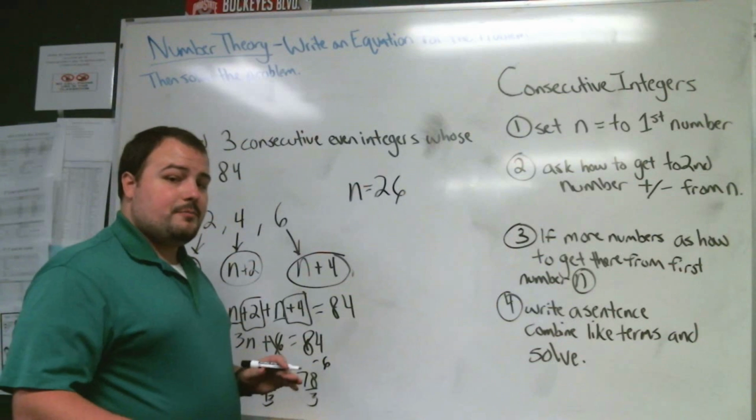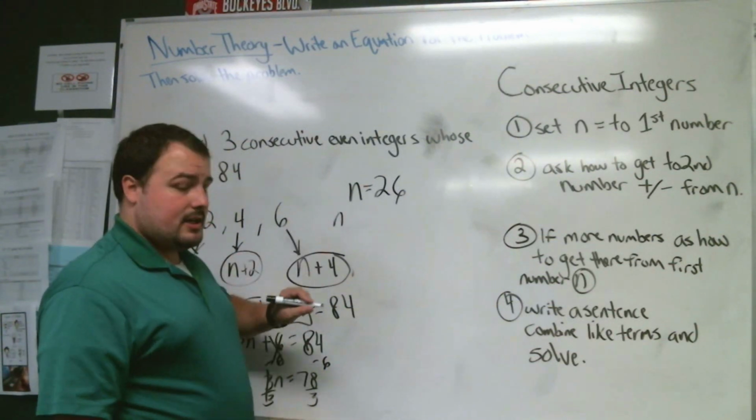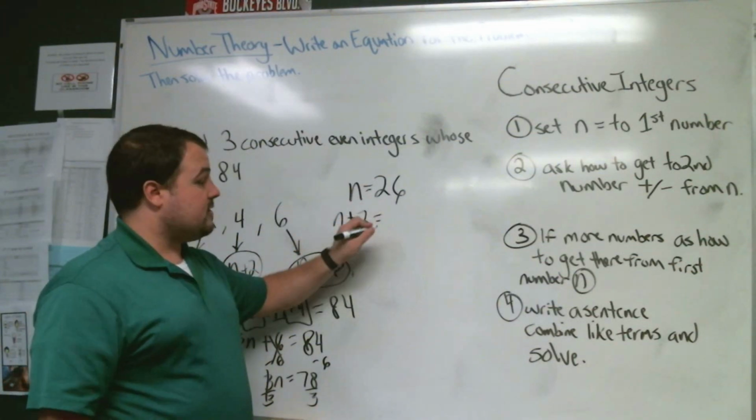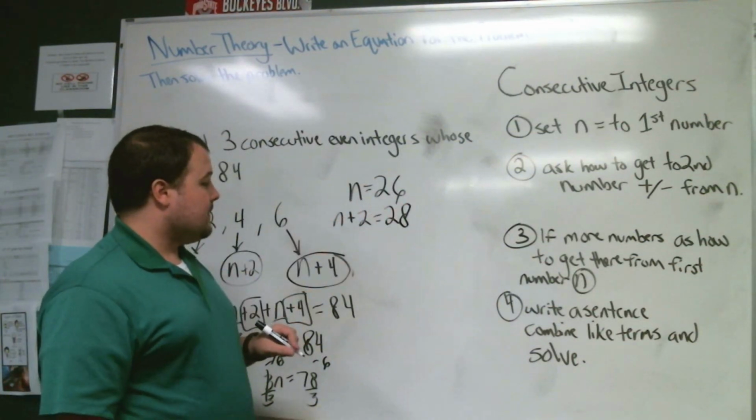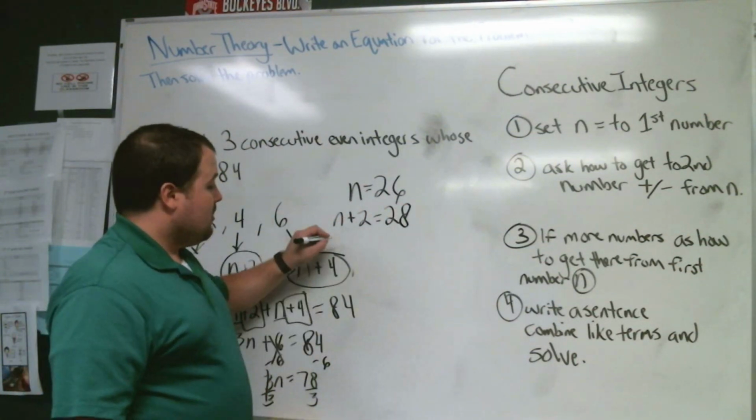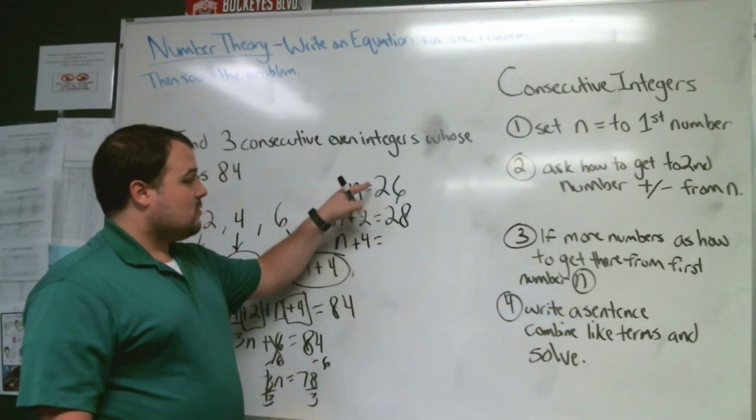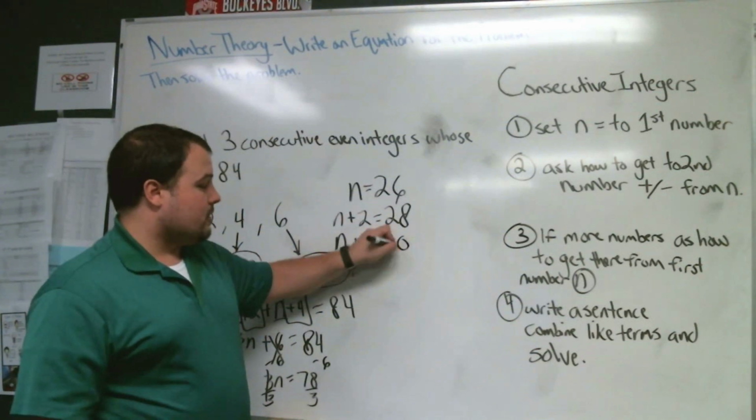Our second number means we take our first number, which is n, and we're going to add 2. So our first number is 26. 26 plus 2, that's 28. Our last number, we're going to take the first number and add 4. 26 plus 4, that's 30.